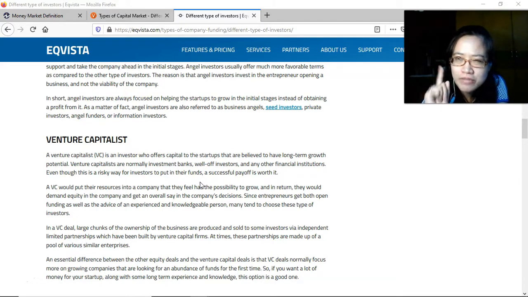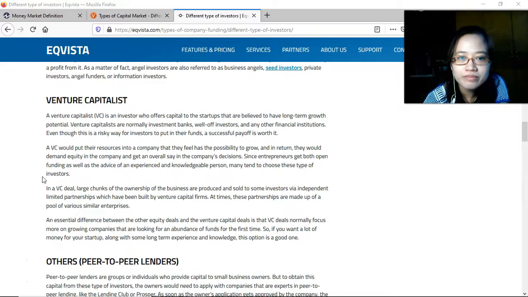So before you get funding from a venture capitalist, there is going to be a lot of scrutiny on how feasible the business really is. And if they see that it really has long-term growth potential, then that's the only time they're going to fund the business, right? So it's kind of hard to convince them. Okay. It's going to be hard to prove that your business is really going to be very profitable in the long run.